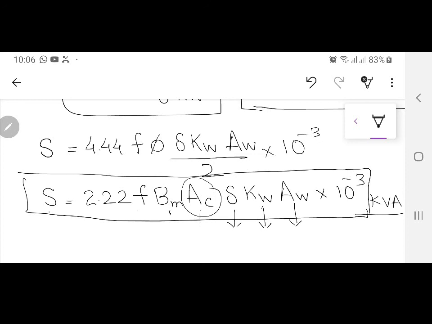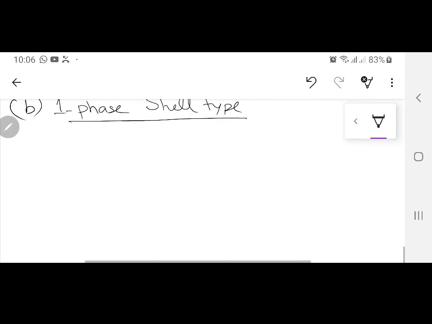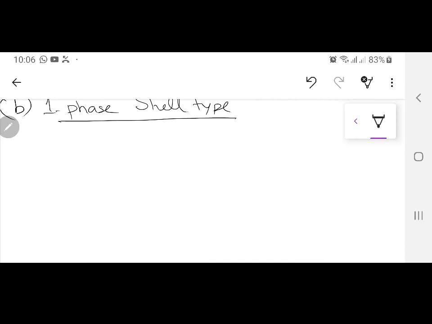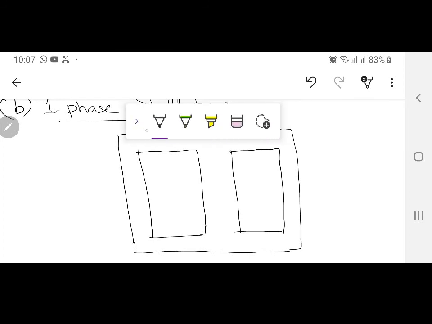Okay, now doing this one same for a single phase shell type. I am not going to go into the whole detail again and again because this is actually just a repetition. I will just draw the shell type here and show the windings over there. Now what is the shell type? Single phase shell type is like this. You can see I have made the central limb a thick one over here.